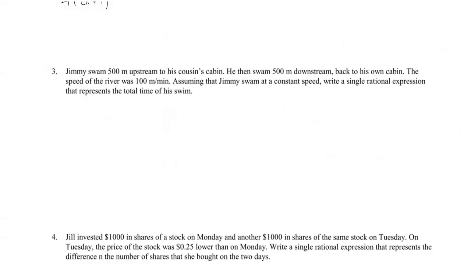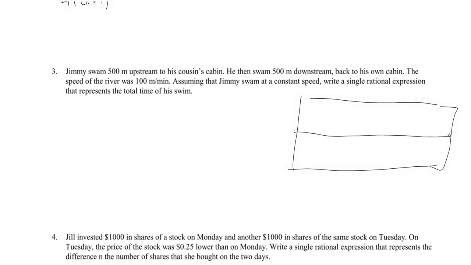Okay, we're ready. Jimmy, so this type of word problem, you may see something like it. Usually they're going to give us a table, so we'll develop the table together, but oftentimes in the question they'll actually give you that table. But here, we'll draw the table out as we go through. So Jimmy swam 500 meters upstream to his cousin's cabin. So that means he's swimming against the current, right? The current's flowing downstream. He then swam 500 meters back to his own cabin. The speed of the river was 100 meters per minute. Okay, so that's the current.